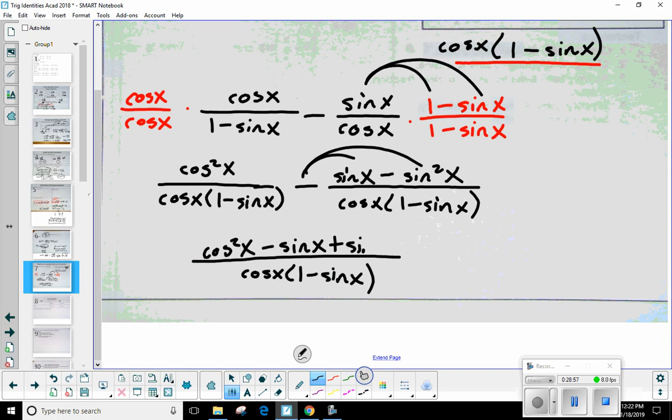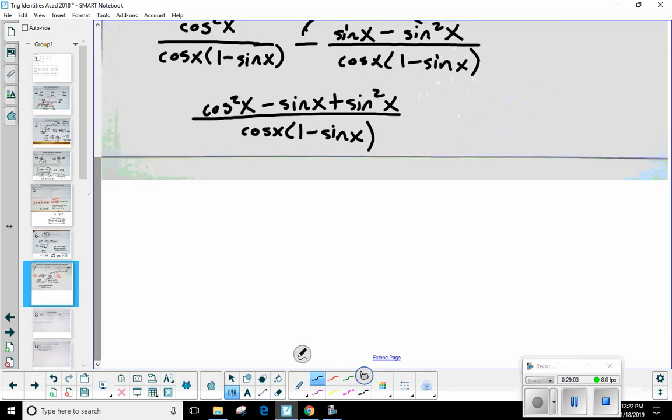Plus. Why is it plus? Because you're subtracting a negative, right? Okay. And we are right there. Does anybody see it? What Pythagorean? Okay. So does anybody think they know where we're going? What our answer's got to be? Oh, we're close. Our answer is just going to be a single trig function, but it's not going to be a fraction.